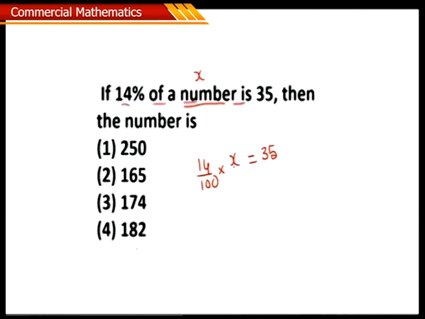If you can convert this into a mathematical expression like this, then it is very easy. Now it is in the form of an equation. Simply, how can we solve this? x is equal to 35, and this 14 by 100 will become 100 by 14. So actually x = 35 divided by 14/100. That's how you get this.